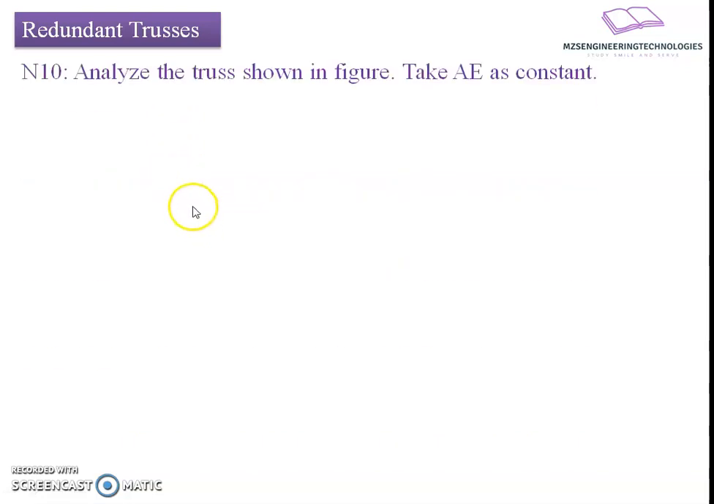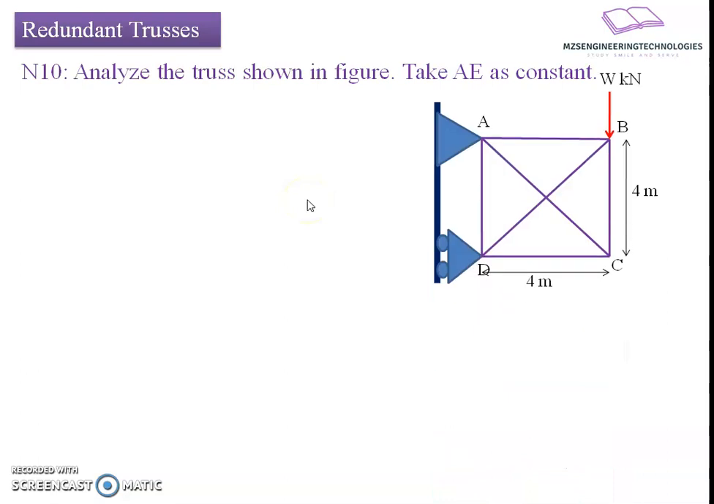Numerical number 10. Analyze the truss shown in figure. Take AE as a constant. The given frame is a single bay frame having support over a vertical wall. Joint A has a hinge support, whereas joint D has a roller support.